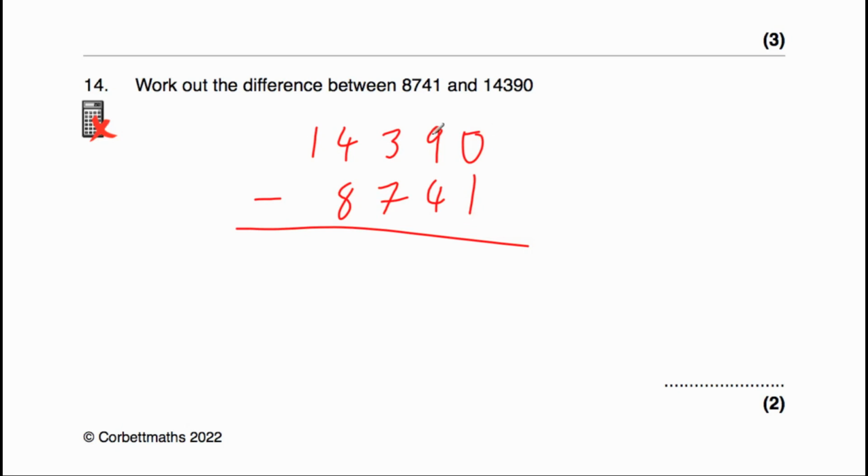So 0 take away 1, well, we're going to need to borrow, so that's an 8 and a 10. 10 take away 1 is equal to 9. 8 take away 4 is equal to 4. 3 take away 7, well, we're going to need to borrow, so that's now a 3 and a 13. 13 take away 7 is equal to 6. 3 take away 8, well, we're going to need to borrow, so it's now 13 take away 8 is equal to 5. So the answer would be 5,649.